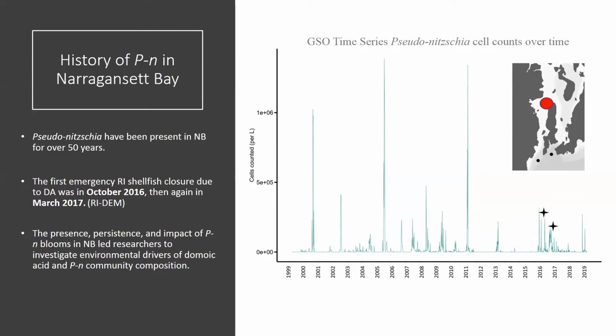Well, we can see from this graph that Pseudo-nitzschia has been present in Narragansett Bay for over 50 years. Well, not all 50 are pictured here, but if you go back even further in historical data. And you can see, looking at the y-axis at cell counts per liter, and on the x-axis over time, we have high numbers of these PN cells.